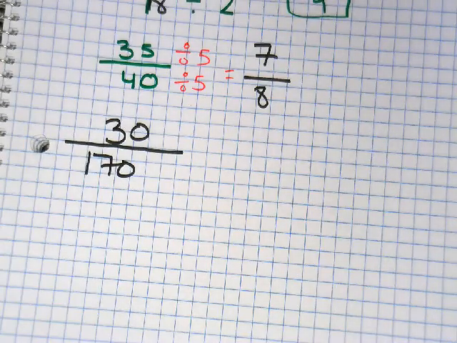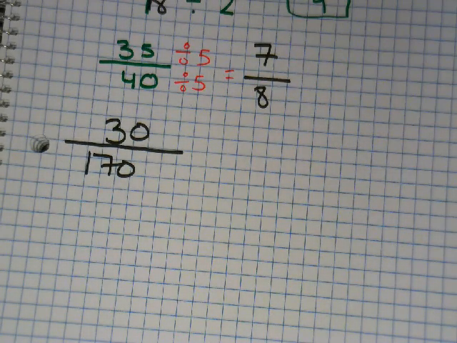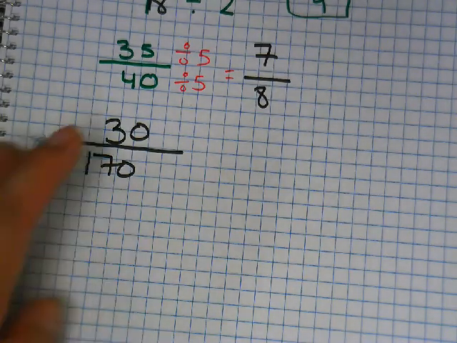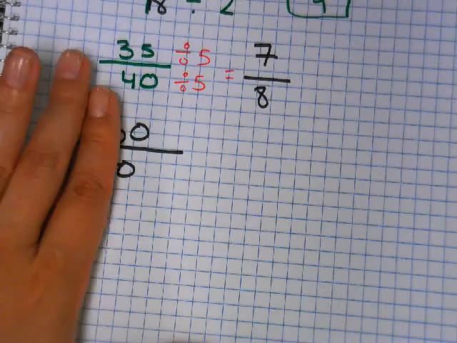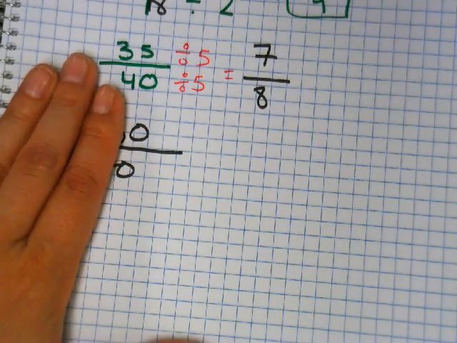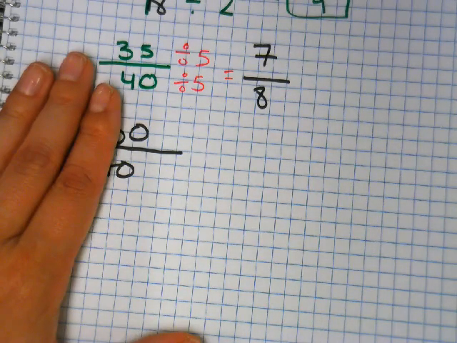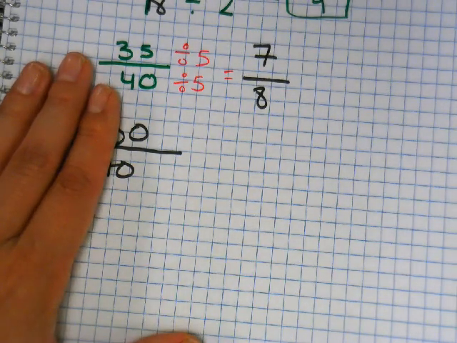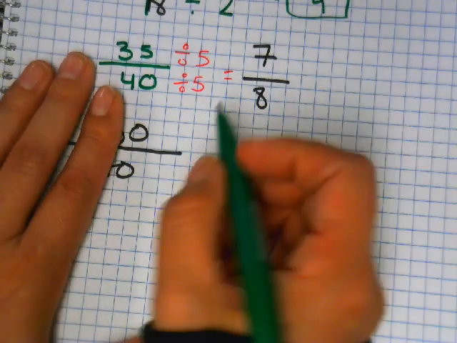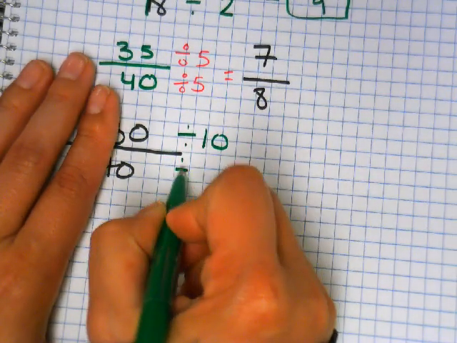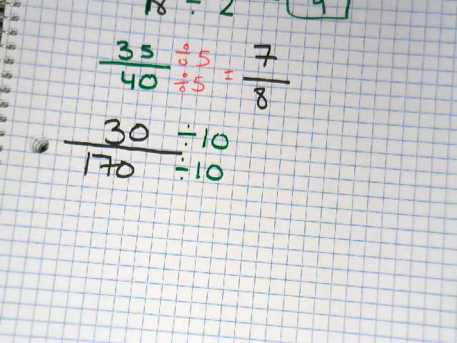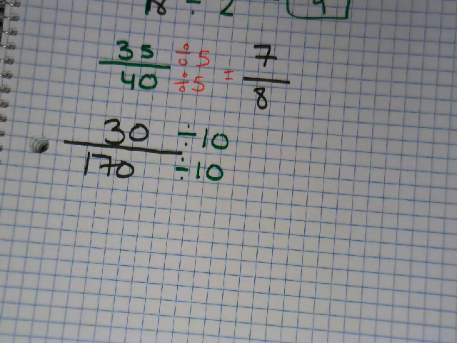Does anybody know what I can divide 30 and 170 by? I could use 5, or 10. But I like 10 better. Here's my shortcut for you to put in the back of your brain. Do they both end in 0? Yes. So if they both end in 0, guess what number you can always use? 10. If they both end in 0, you can always divide by 10.